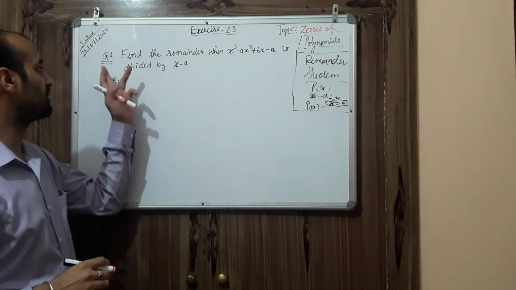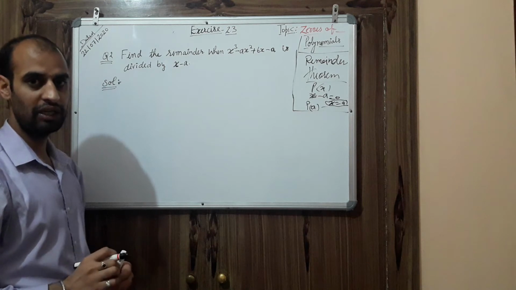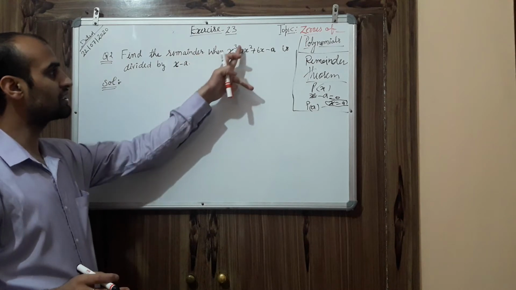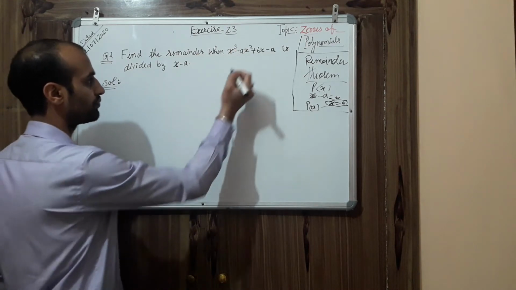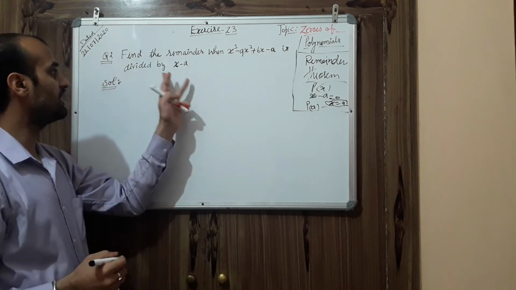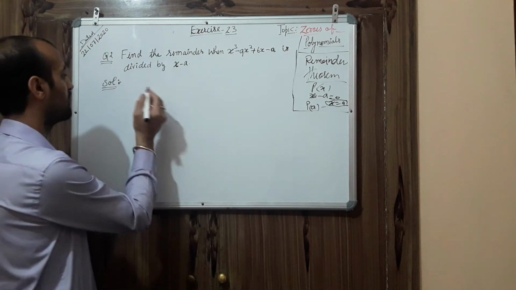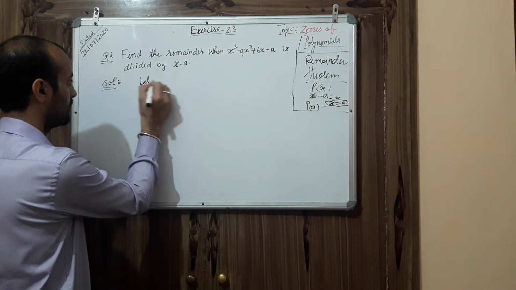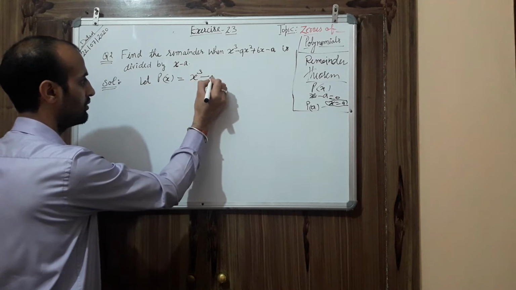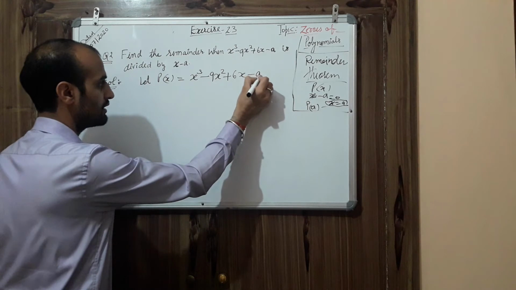So let's take question number 2 of exercise 2.3, of the remainder theorem. So just see what the question is. Find the remainder when x cube minus 9x square plus 6x minus a is divided by x minus a. So first task, let the polynomial given to us be p(x) equals x raised to power 3 minus 9x square plus 6x minus a.